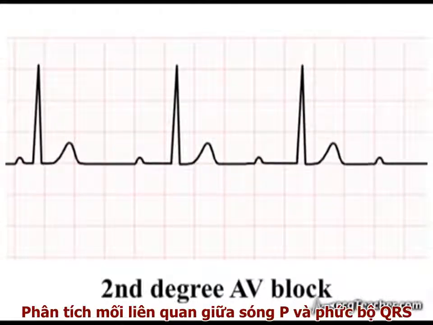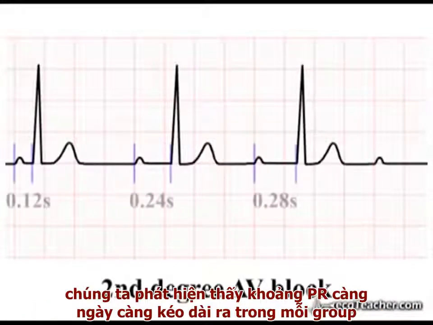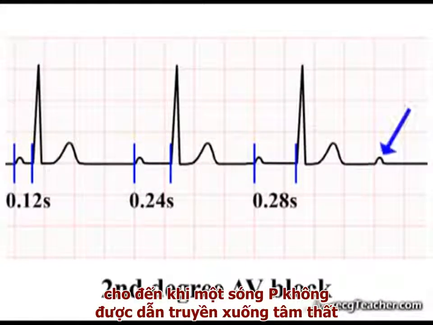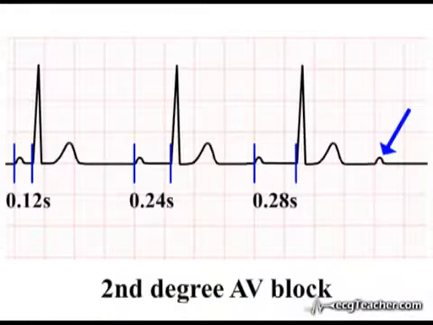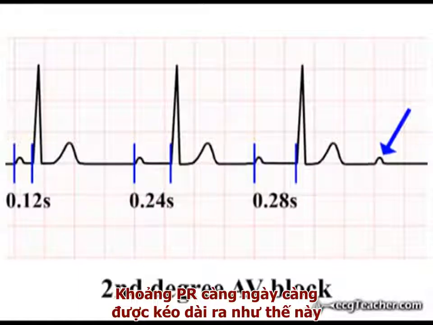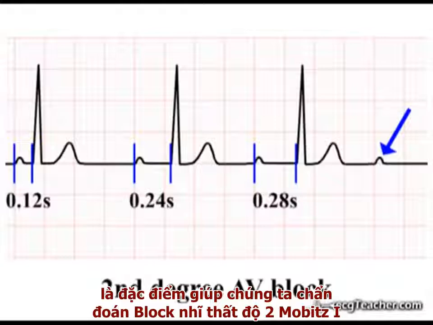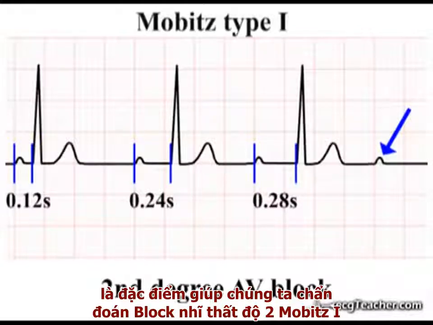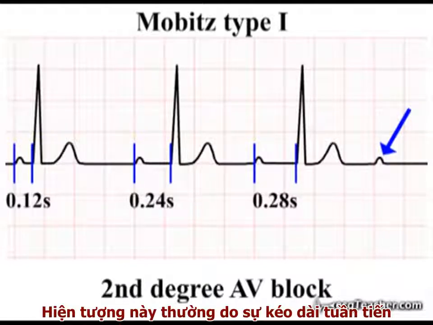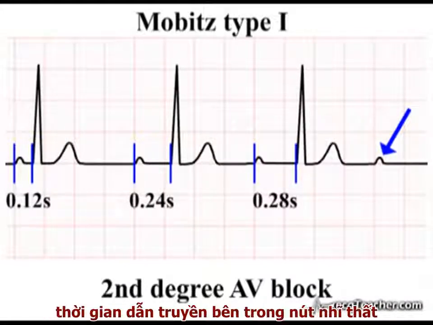Analyzing the relationship between the P waves and the QRS complexes, we find a progressive prolongation of the PR interval within the group until finally a P wave fails to be transmitted to the ventricular myocardium. This progressive prolongation of the PR interval preceding a non-transmitted P wave is the defining characteristic of Mobitz type 1 second degree AV block. The phenomenon is usually caused by increasing prolongation of the conduction time within the AV node.